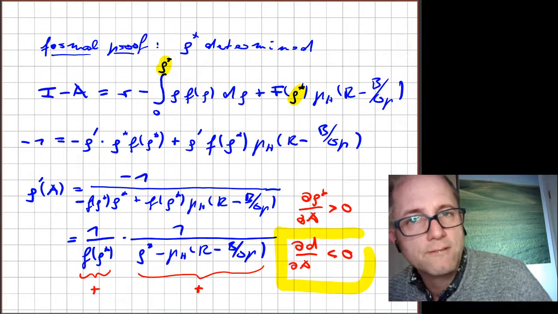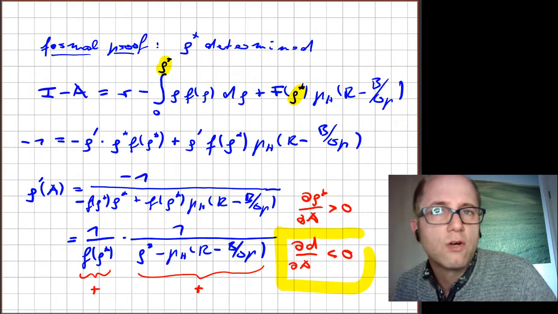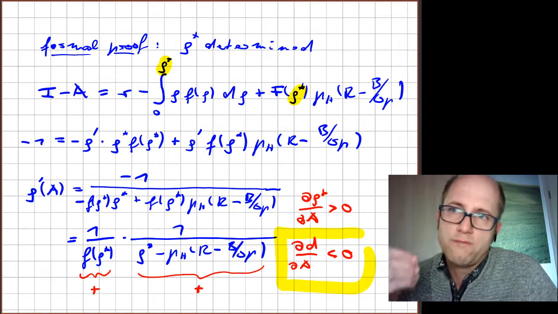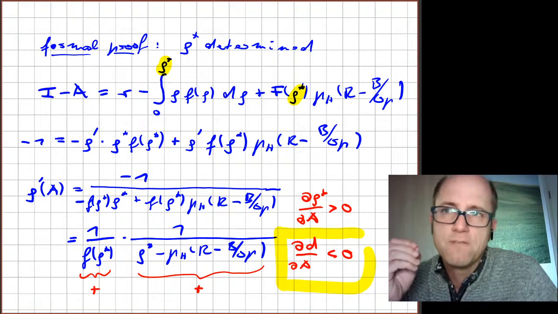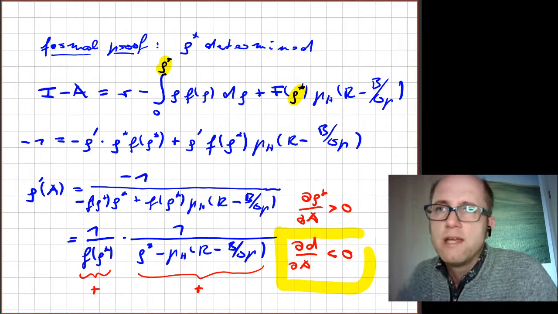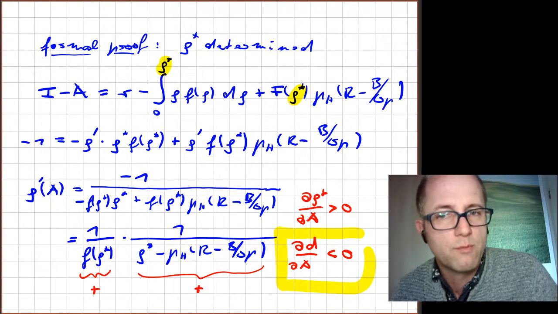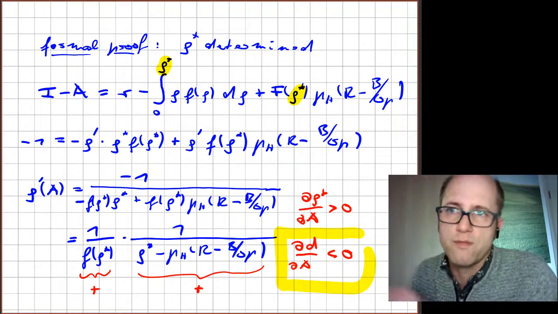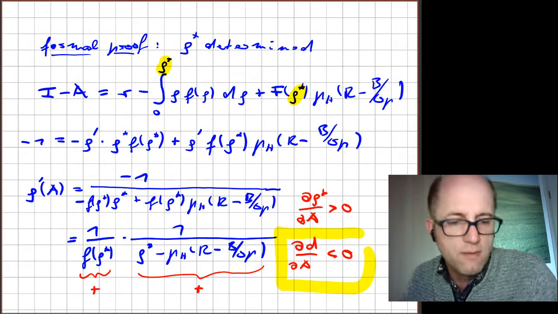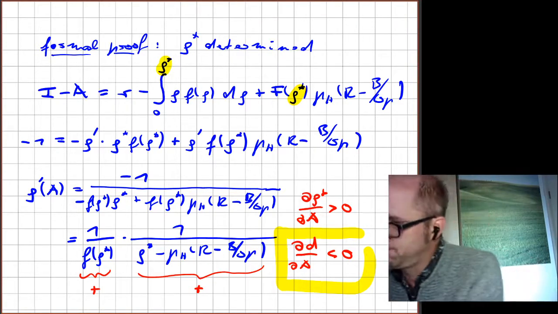This is something I just want to show you this once because it's a very typical tool that we use. If we have an equilibrium and we have an equation that defines the equilibrium, if we want to now know how the equilibrium changes if we change one of the parameters, very often we can just use the implicit function theorem, and most of the time it's helpful.